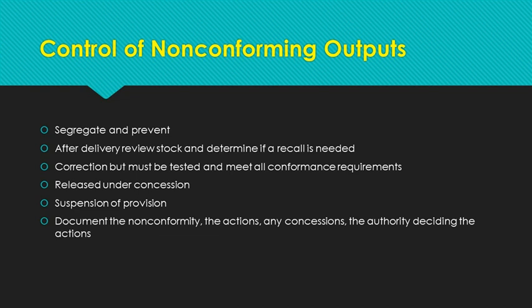Documented information for non-conforming product must include a description of the nonconformity, the actions taken, any concessions, and the authority deciding the actions in respect to addressing the nonconformity.